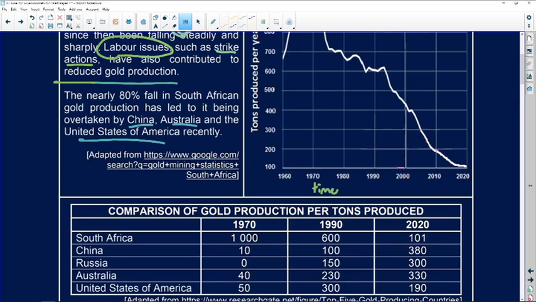If we have a look at this table, the comparison of gold production per tons, South Africa was leading all the way in 1970, like we've mentioned, 1,000 tons a year, and in 2020, only 101 tons. China's gold production has increased over the years, same as Russia, Australia and the United States. Australia produces the most coal. No, I'm lying. China is producing the most coal currently in the world.